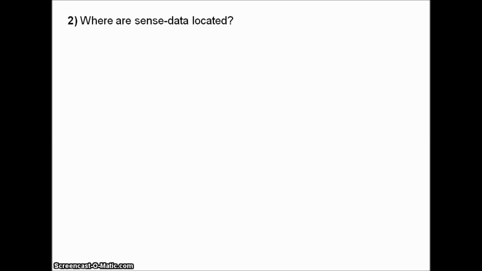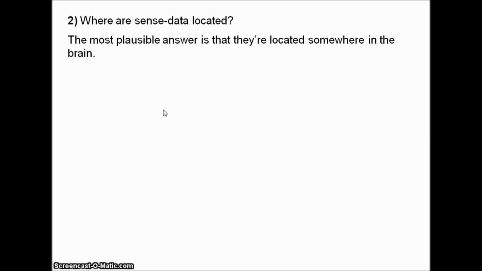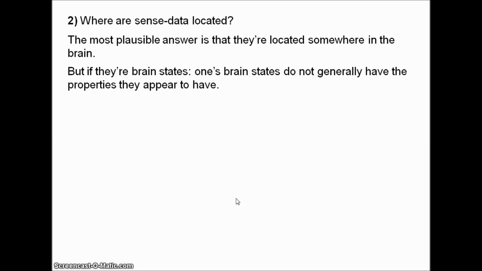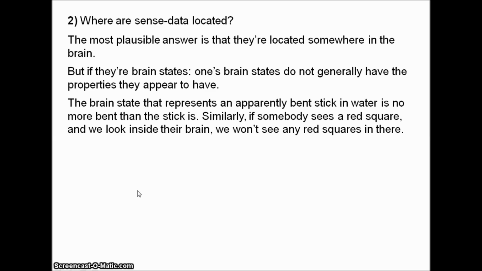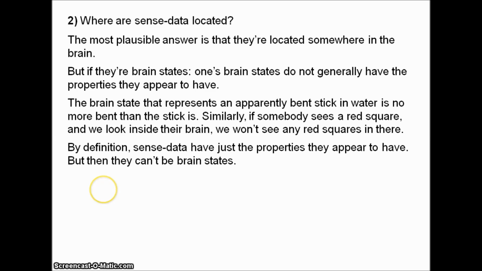Okay, next, where are sense data located? Well, it seems that the only plausible answer is that they're located somewhere in the brain. But if they're brain states, well, one's brain states do not generally have the properties they appear to have. The brain state of an apparently bent stick submerged in water is no more bent than the stick is. Similarly, if somebody looks at a red square and then we look inside their brain, we don't find any redness in there. So basically, we posit sense data because the world doesn't have the properties it seems to have. By definition, sense data have just the properties they appear to have. But if we locate sense data in the brain, no brain state has the properties the world seems to have either. Sense data can't be brain states.